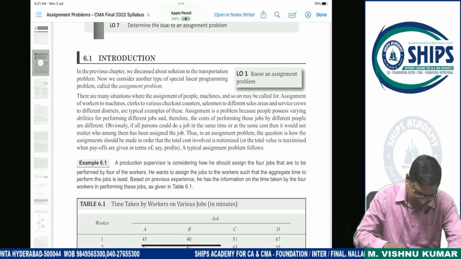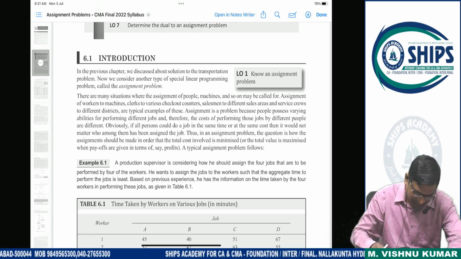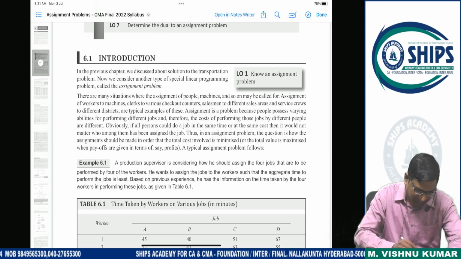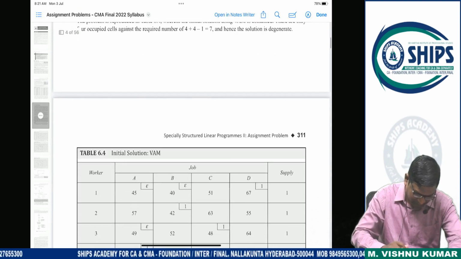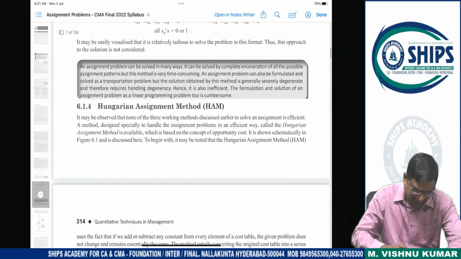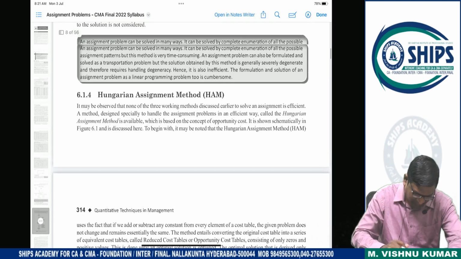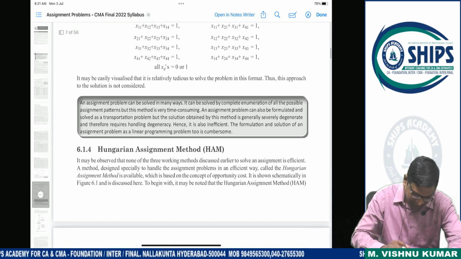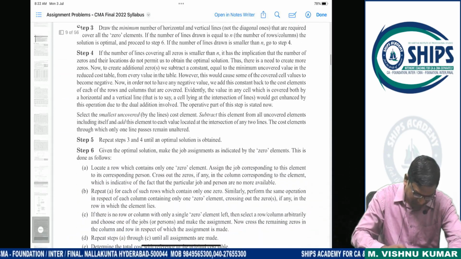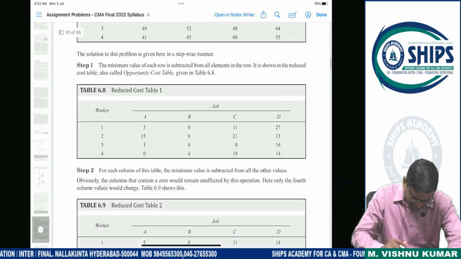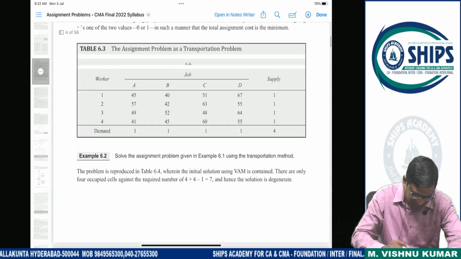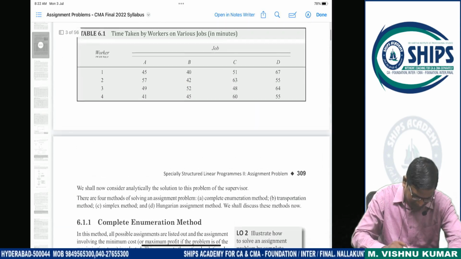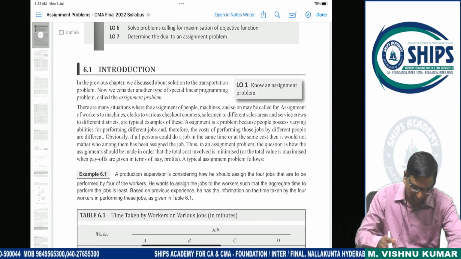So concentrate here. Just roughly I will explain what is assignment. Maybe you will learn this at intermediate level, but for simplicity's sake I am discussing it again. Okay, now concentrate.